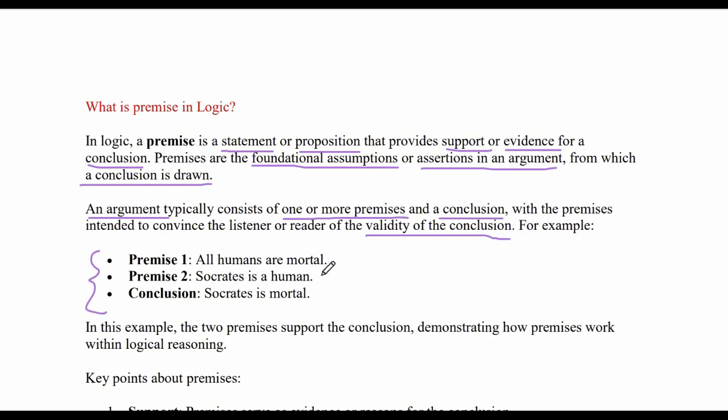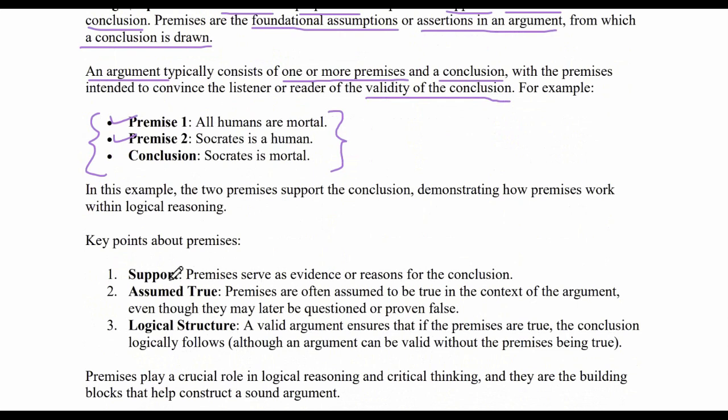Premise 1: All humans are mortal. Premise 2: Socrates is a human. Conclusion: Socrates is mortal. This is a very common example given in our elementary logic book. In this example, the two premises support the conclusion, demonstrating how premises work within logical reasoning. Now, key points about premises. Support: premises serve as evidence or reasons for the conclusion.